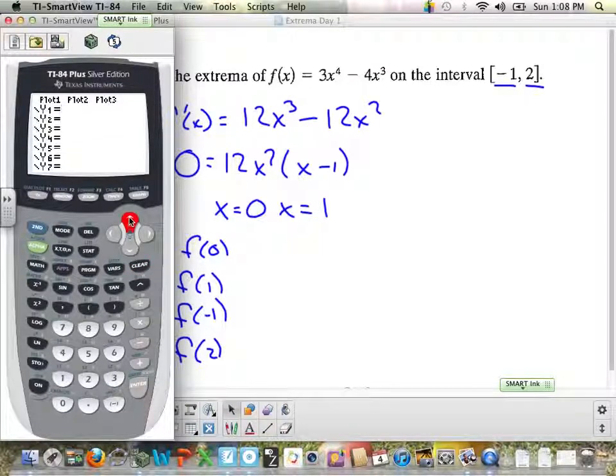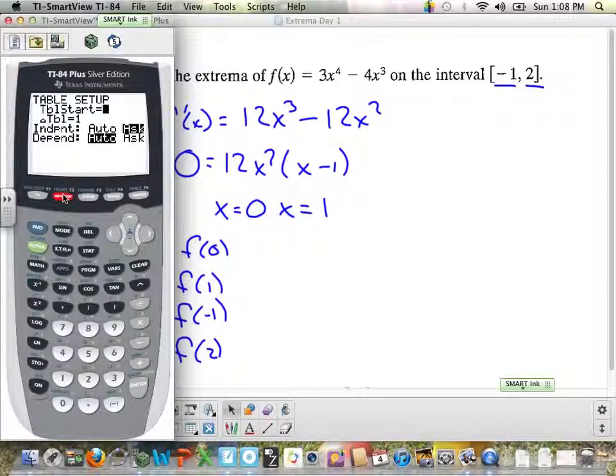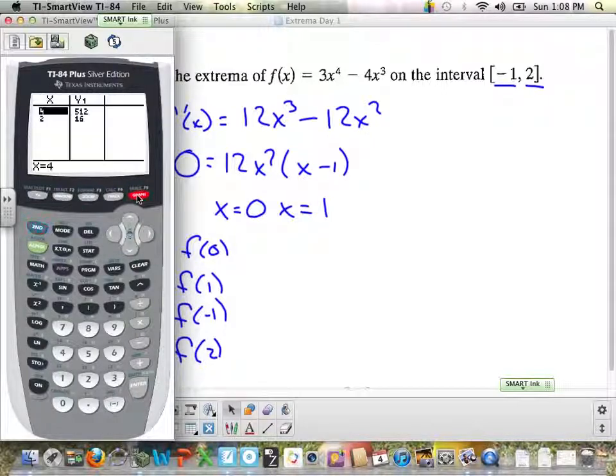All right, so our function is 3x to the fourth minus 4x cubed. And then we'll check these values in a table. I'm going to go second table set to make sure I got it independent on ask. Then I can go to my function, my table.